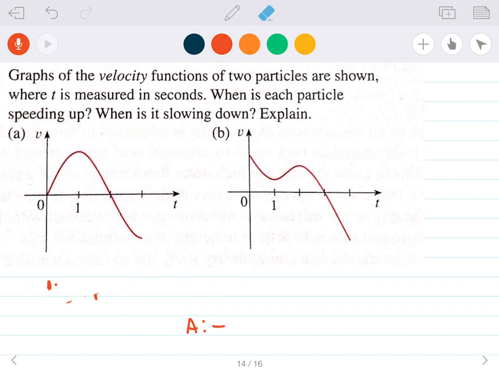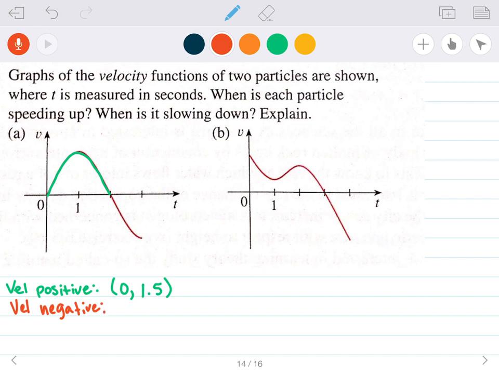So since we're given the velocity graph, we know where the velocity is positive. Let's look at that first. The velocity is positive above the x-axis, right, because this is the velocity graph. Where is it positive? It's positive from x equals 0 to about x equals 1.5, it looks like. And where's the velocity negative? Well, the velocity is going to be negative below the x-axis, so it looks like from 1.5 to about 2.